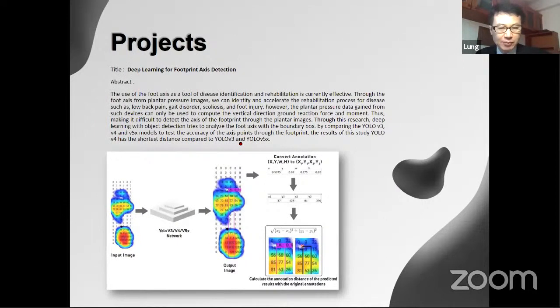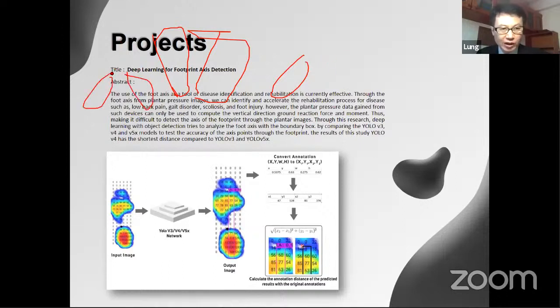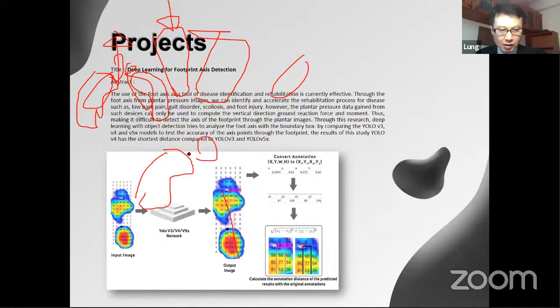And this one is because, as we know, people have toe out and toe in. Here is toe in walking, and here this one is toe out. This is normal. But if people walk toe in, that is not good. So I want to use artificial intelligence to detect the foot axis. Sometimes people walk like this, toe in, and they will easily fall. So if we can do that, it is more convenient for people.